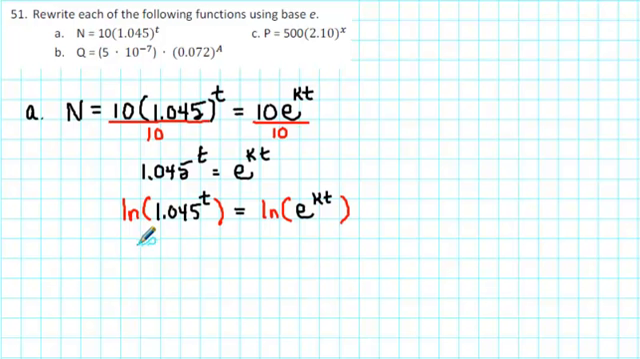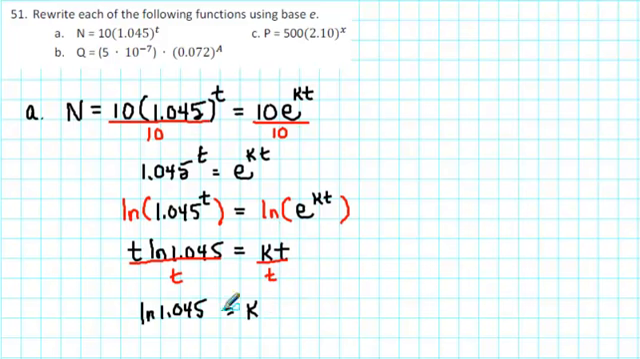So we get t times the natural logarithm of 1.045. On the right-hand side, the natural logarithm undoes the exponentiation base e, and that just leaves us with the exponent of kt. Finally, to solve for k, we just divide both sides by t. So k is equal to the natural logarithm of 1.045, and we can use our calculator to approximate this expression.